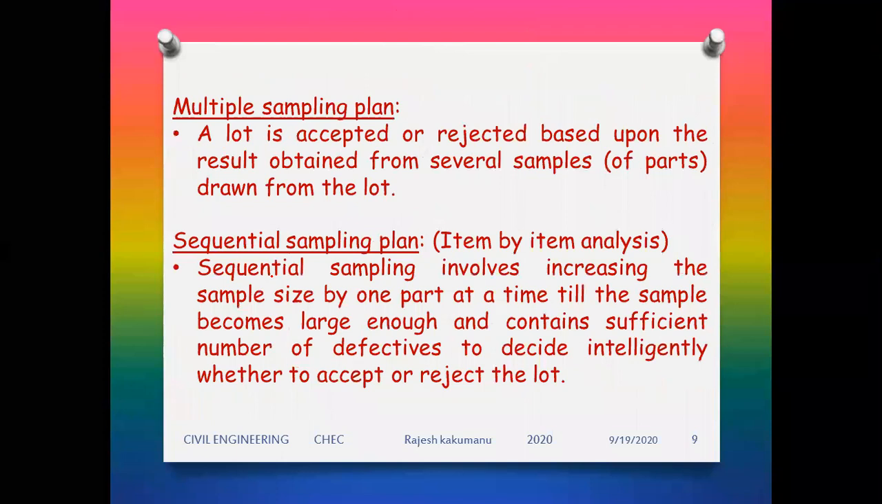Next, the third one is multiple sampling plans. A lot is accepted or rejected upon the result obtained from several samples drawn from the lot.